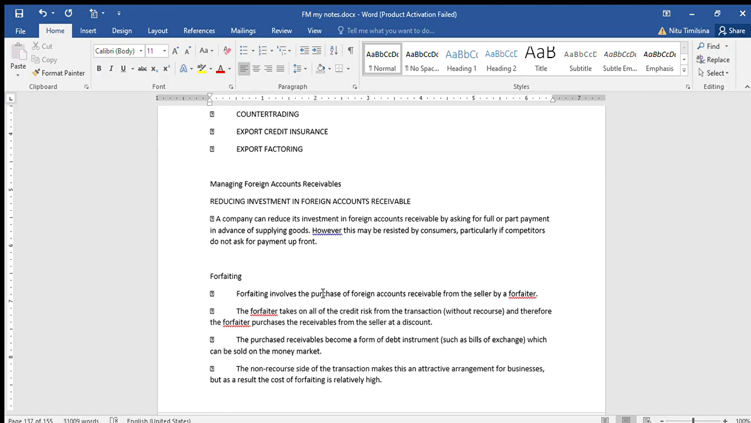A company can reduce its investment in foreign accounts receivable by asking for full or part payment in advance of supplying goods. However, this may be resisted by customers, particularly if competitors do not ask for payment upfront.